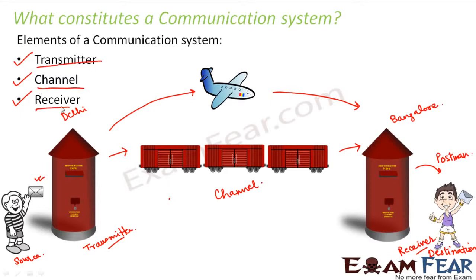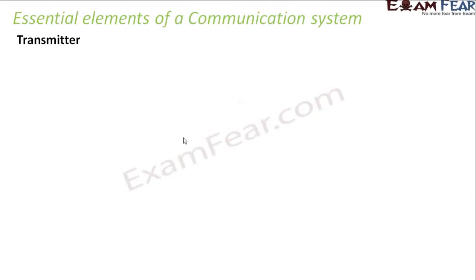So if you want to transfer information over a large distance, you must have a device which acts as a transmitter, you must have a channel and you must have a receiver, that is a device to receive the information. The transmitter and the receiver are located at two different places and the channel acts as a medium which connects these two different places. So let us look at these basic elements in a little more detail.